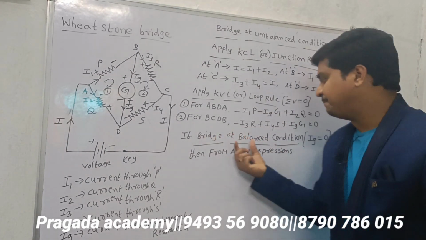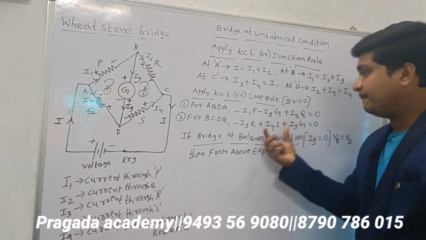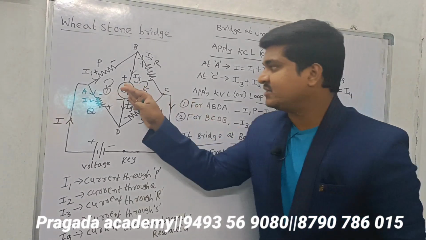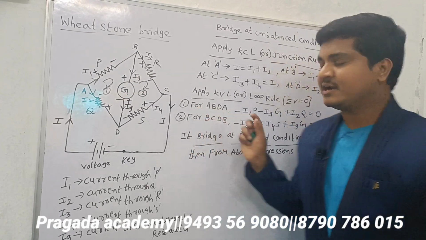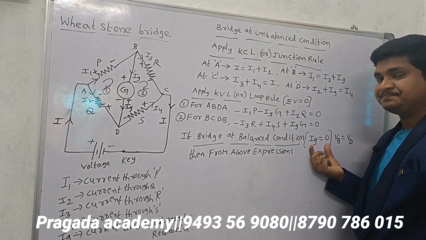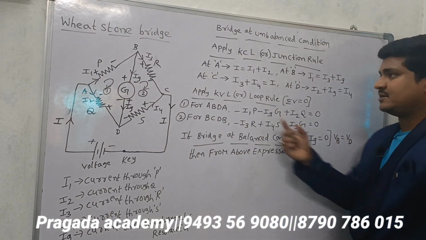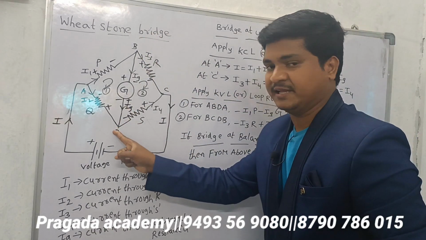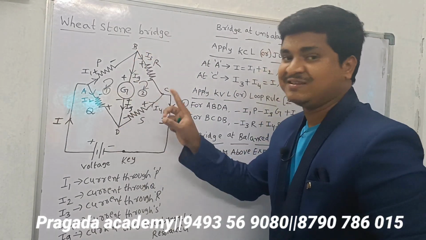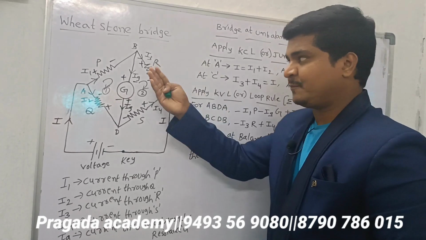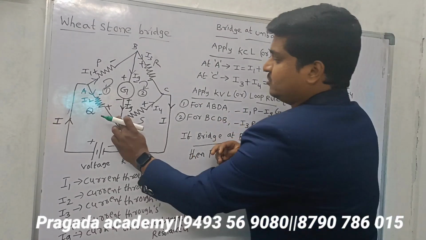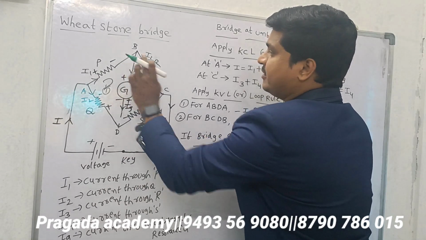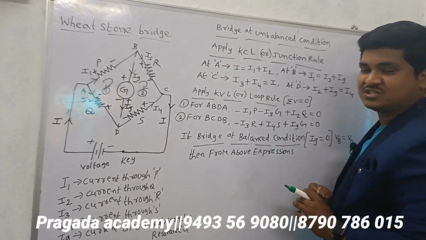So in the bridge balanced condition, the galvanometer shows 0 deflection. Nothing but IZ will be 0. The current through the galvanometer resistance will be 0. And here the potential at B equals the potential at D. If B and D have the same potential, the potential difference will be 0, so you will get VB minus VD equals 0. So there is no current flow through the galvanometer. That is the bridge balanced condition.